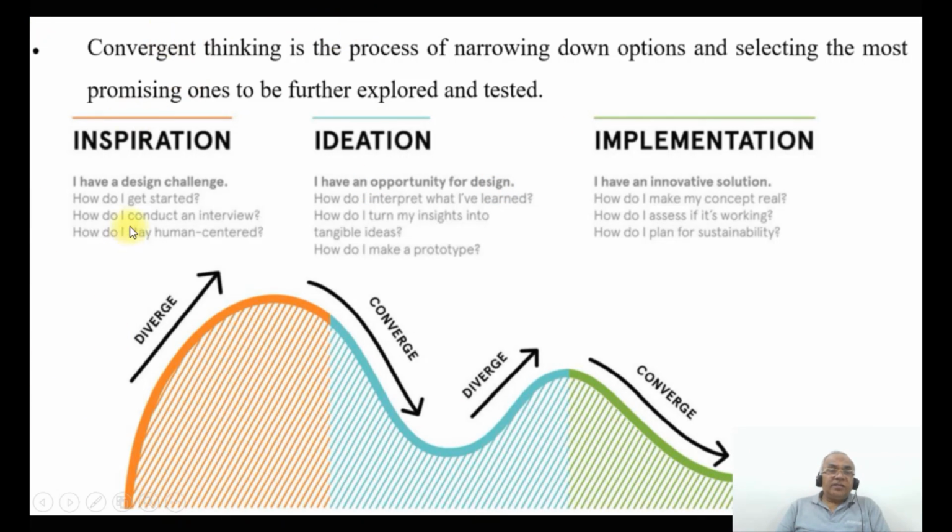Initially, when you are doing the inspiration, this is divergent, wherein a larger number of ideas will come. Then we have the convergent portion. How do I make prototypes? Then we need to diverge again because we need to get some more ideas here. How to implement the concept: this is the convergence. It is like a sine wave curve. It starts diminishing because initially we have more ideas, then we narrow those ideas, and finally it converges into sustainability.